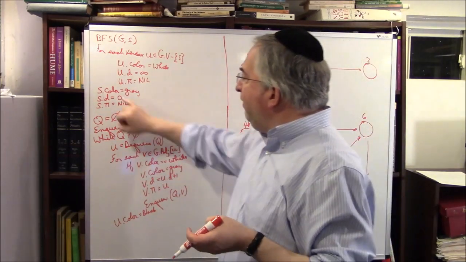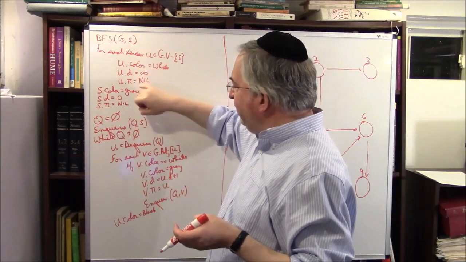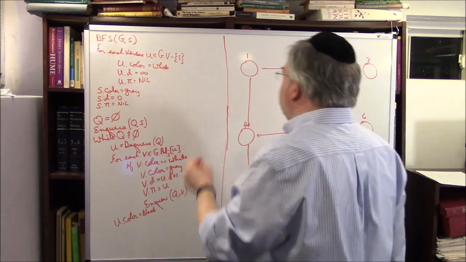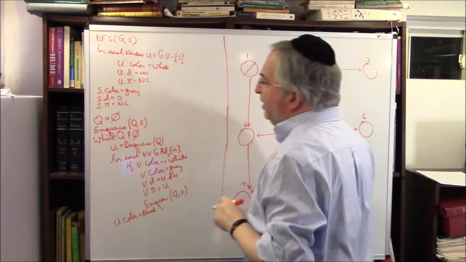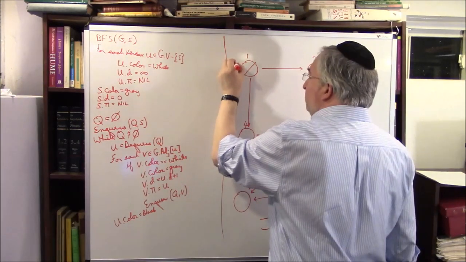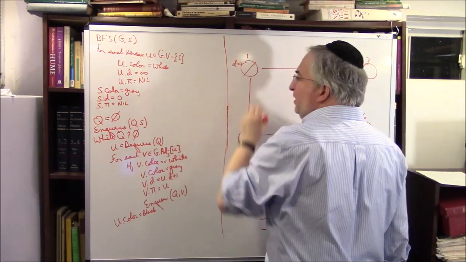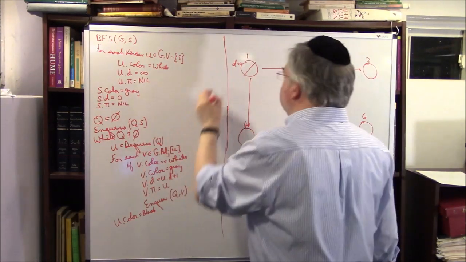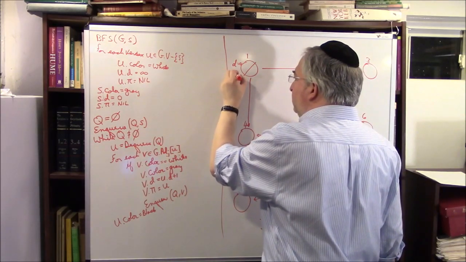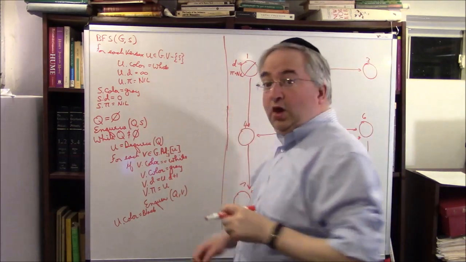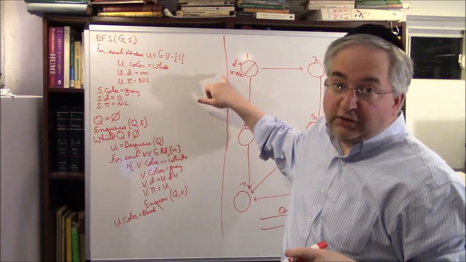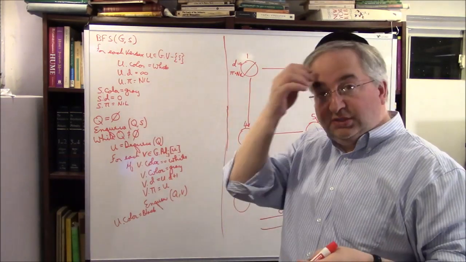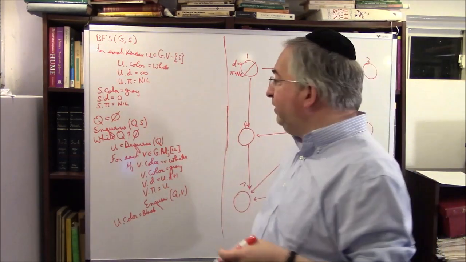Now, for S, so this is for everything except S. For S, make the color gray, so we do that. Make the distance equal to 0, so we do D equals 0. And make the parent equal to nil. He is the root of our tree. The parent of the root is nil. Adam has no father.